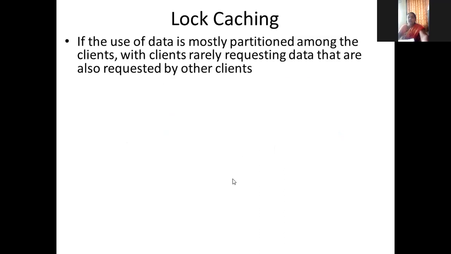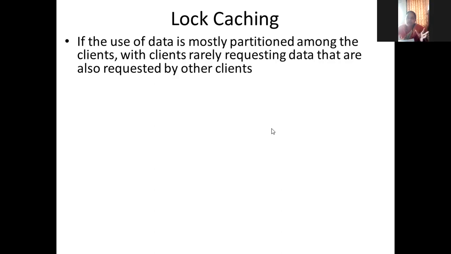Then moving to the next issue, the last issue, that is lock caching. Here the use of data is mostly partitioned among the clients, with a client rarely requesting data that is also requested by other clients. So, just as I explained data caching, similarly lock caching.